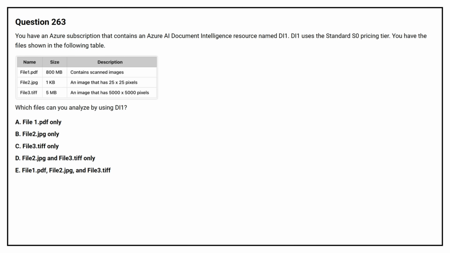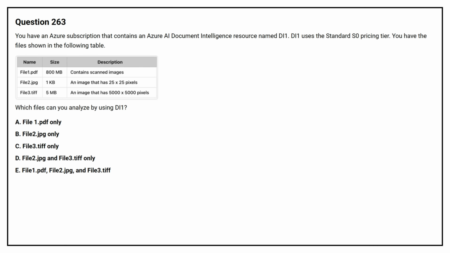Question number 263. You have an Azure subscription that contains an Azure AI Document Intelligence resource named DI1. DI1 uses the standard S0 pricing tier. You have the files shown in the following table. Which files can you analyze by using DI1?